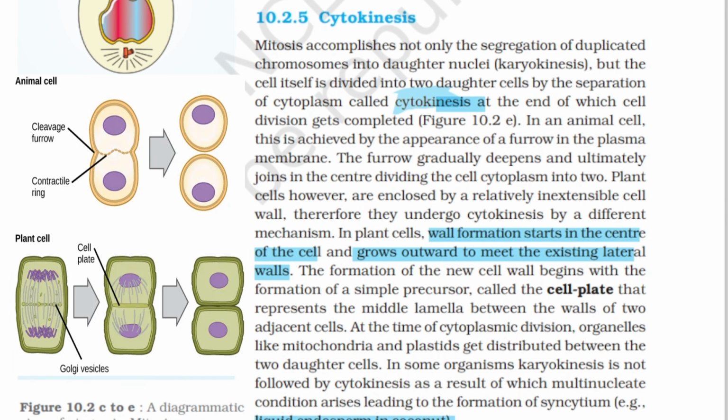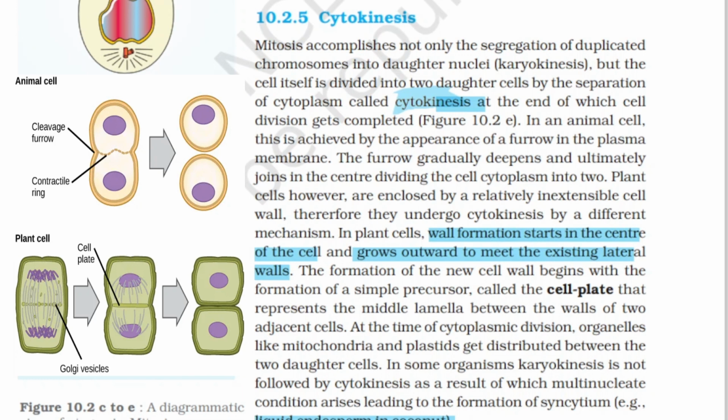So what is the important point? Division of cytoplasm occurs after the M phase, the mitosis phase, when the nucleus has divided into two daughter nuclei. Then soon the cell divides into two daughter cells. Also in a plant cell, the formation of the cell wall starts from the center of the cell, whereas in animal cells it forms inward like a furrow which deepens, resulting in the formation of two daughter cells. And the formation of the cell wall begins with a simple precursor called the cell plate, which represents the middle lamella between the walls of the two adjacent cells.